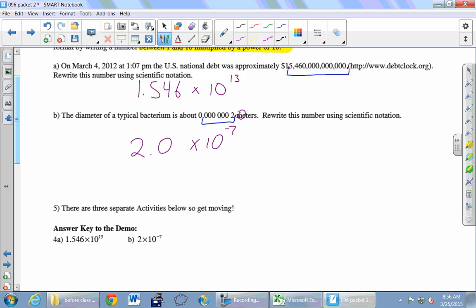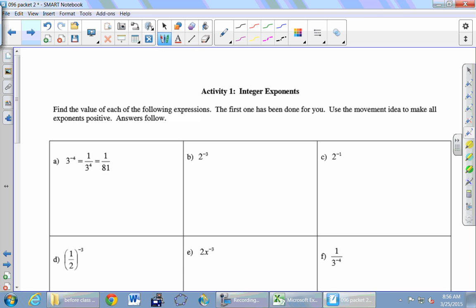Okay, so there are 3 separate activities, so you guys are going to have to hustle to get through them all. I know you can do it. Raise the flag if I can help.